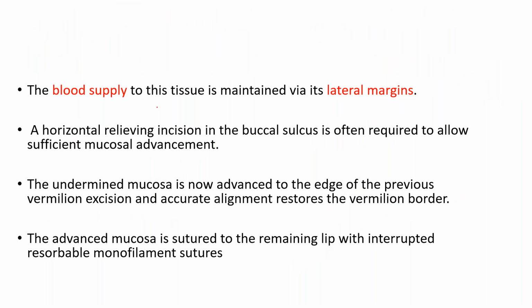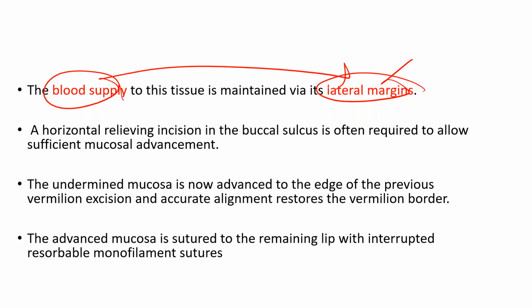So the blood supply is maintained by the lateral margins. The blood supply of this particular tissue is by the lateral margins. A horizontal relieving incision in the buccal sulcus is required to allow sufficient mucosal advancement. So when you take the lip, open the lip like this. For example, these are the teeth.